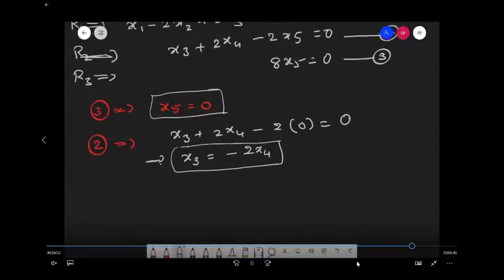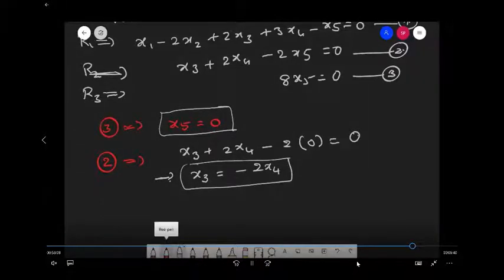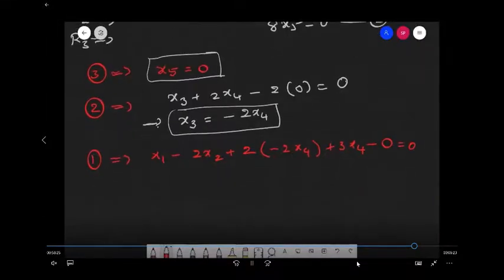Then next we have the other basic variable x1 also. How to get it? Observe equation 1. From equation 1, I can write x1 minus 2x2 plus 2x3, which is minus 2x4, and plus 3x4 as it is, minus x5 is 0. So now I have here x1, x2, x4. Among these, x1 is the basic variable. So keep x1 on the left hand side.